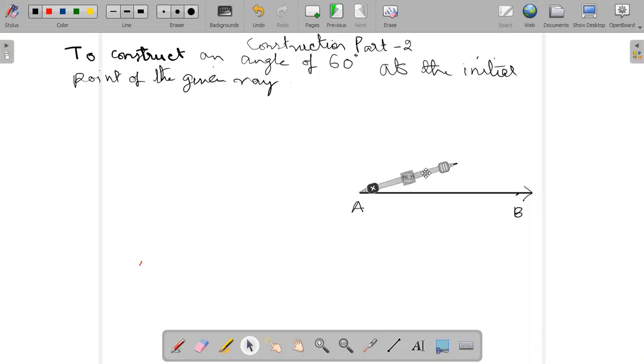Keep it at this point. Take any radius. You can decrease the radius. I will do it with different radii, but there is a property due to which we will always get a 60 degree angle. But this should be kept at the correct point only.